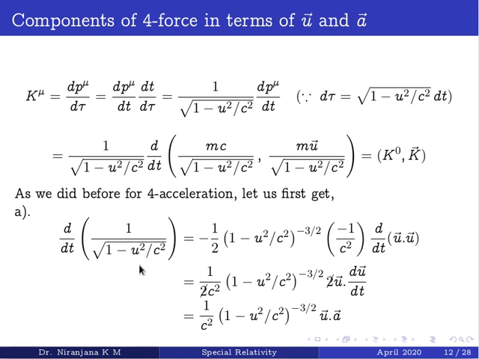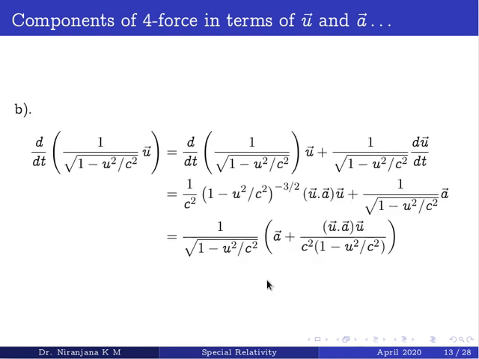And in this way the differentiation of u square will be now taken as the differentiation of u dot u, because u dot u is nothing but u square. And if you differentiate it by product rule, you will get 2u dot du by dt. And by simplifying this, you will get it as 1 by c square into 1 minus u square by c square to the power of minus 3 by 2 into u dot a. Now we got the differentiation of the temporal part. Now we will get the differentiation of the spatial part as follows.